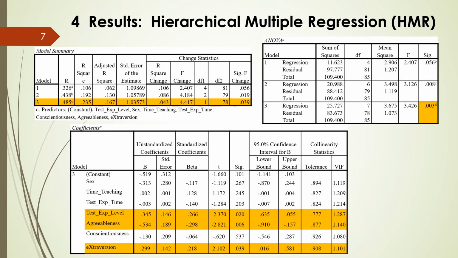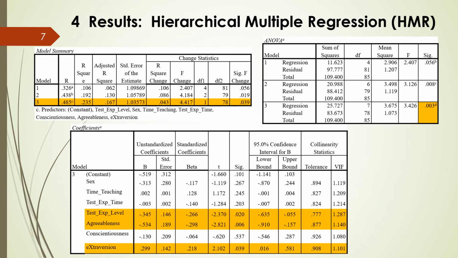On this slide, you can see the output from the hierarchical multiple regression with the key information highlighted in orange. The results indicate a complex interaction between 2 personality traits and a demographic control variable, all of which predict rater severity. Findings are statistically significant where the alpha level is set to 5%. Test experience level was a statistically significant predictor of rater severity that accounted for almost half, 10.6%, of the total variance in rater severity.